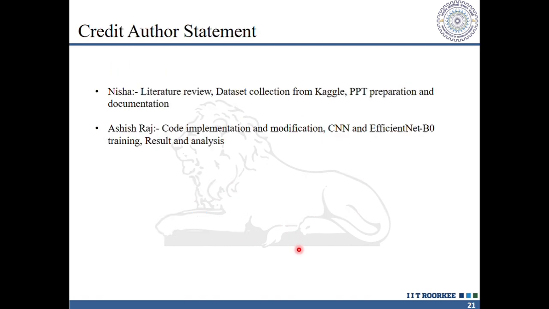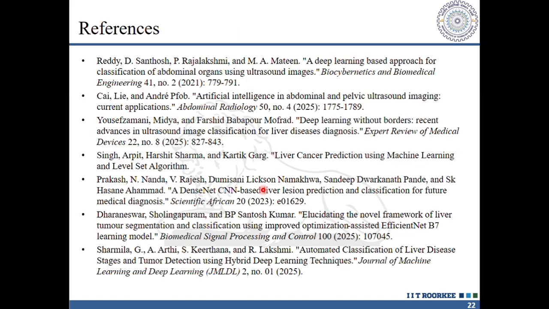These are the credit author statements. My contribution in this project mainly involved reviewing research literature, understanding previous liver tumor detection methods, collecting the ultrasound dataset from Kaggle, and preparing the presentation and documentation. My project partner worked on model preparation, code implementation, and training of the CNN and EfficientNet B0 models.